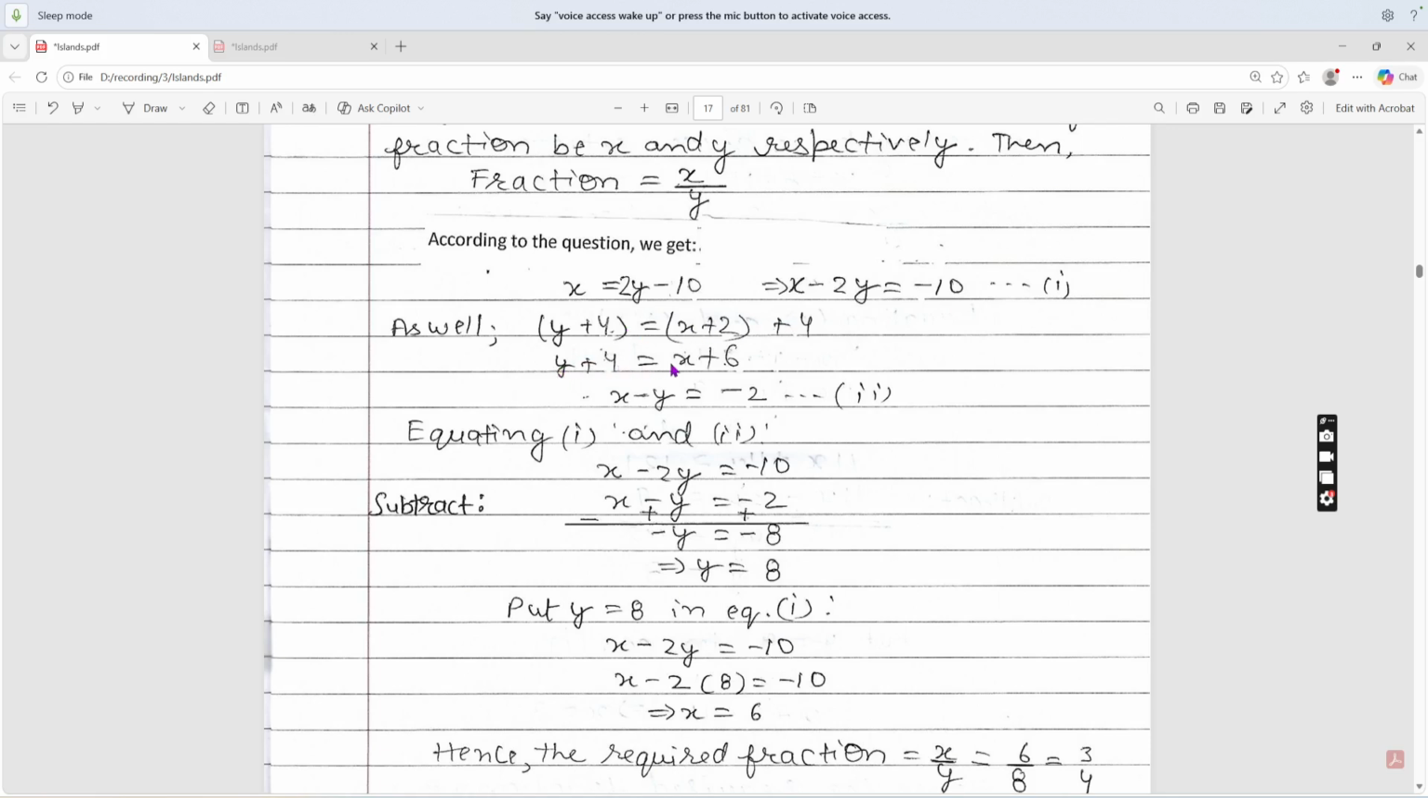Y plus 4 is equal to x plus 2 plus 6. That is x plus 6. X plus 2 plus 4, sorry. So it will be x plus 6. Now y will be shuffled from the LHS to RHS.